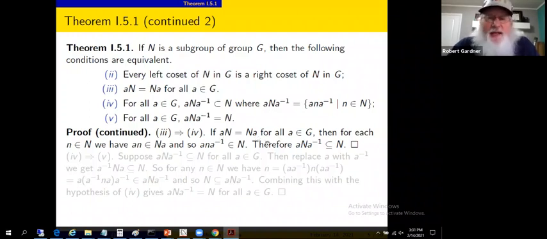But let's look at this element-wise. So let n be any element of subgroup capital N. Then an is an element of Na. We've assumed equality of left and right cosets as hypotheses. A lowercase n is certainly in aN, and that's the same as this set. So we get an to be in this right coset.